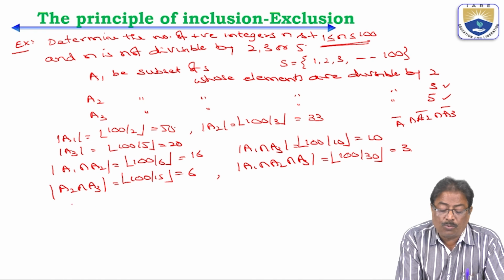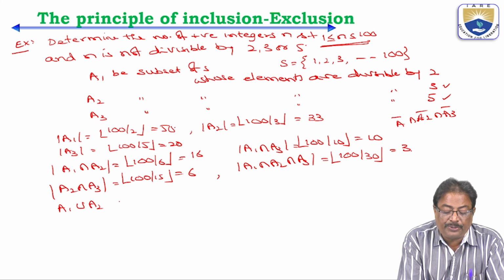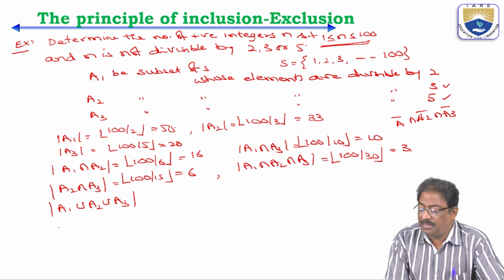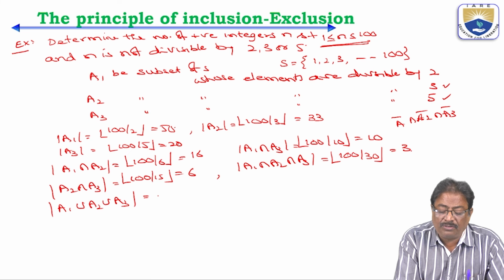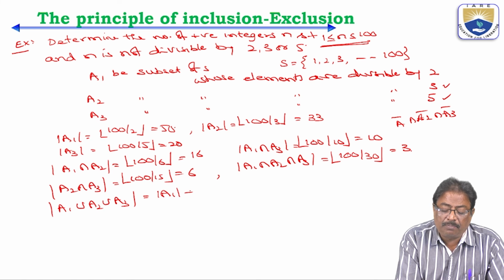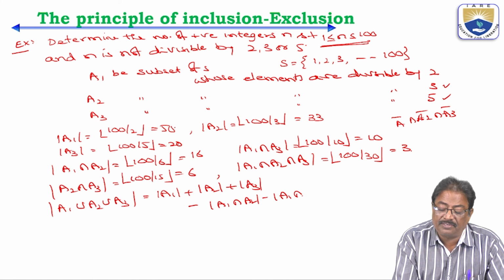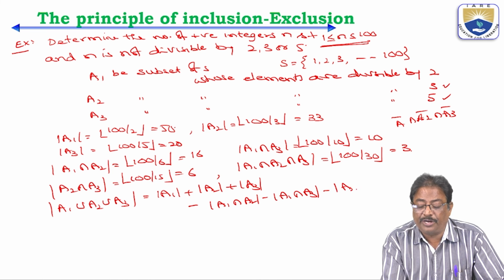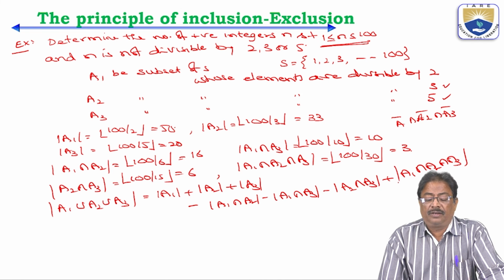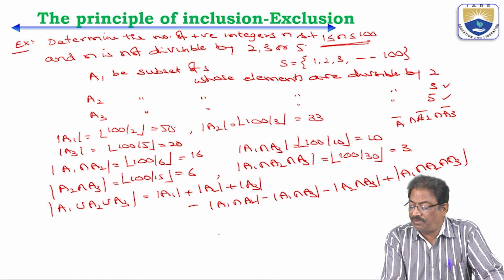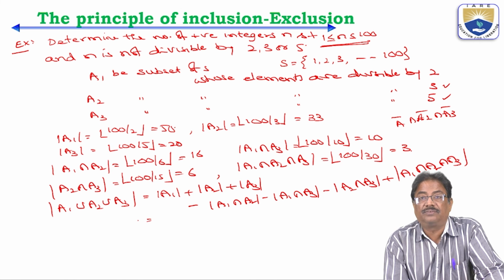Now, I am going to calculate A1 union A2 union A3. I have to calculate the cardinality of A1 union A2 union A3. This is the cardinality of A1 plus cardinality of A2 plus cardinality of A3, minus the cardinality of A1 intersection A2, minus the cardinality of A1 intersection A3, minus the cardinality of A2 intersection A3, and plus A1 intersection A2 intersection A3. Now all the values I know, I am just substituting here.